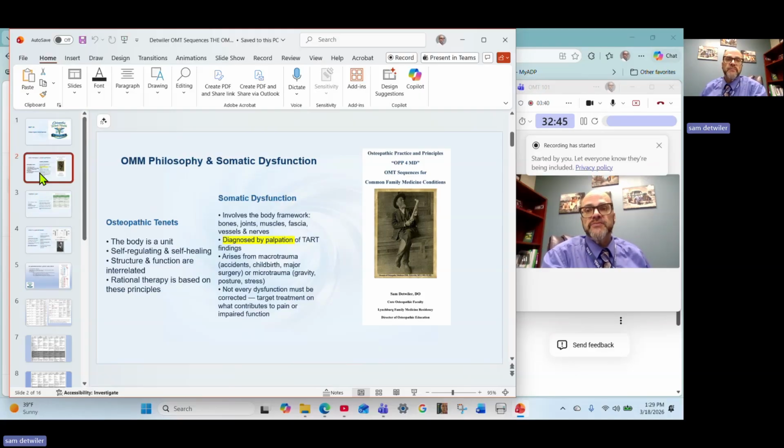Somatic dysfunction arises from macro trauma and micro trauma. Examples of macro trauma are accidents, childbirth, major surgery. Micro trauma being gravity, posture, and stress. Not every dysfunction must be corrected. Target your treatment on what contributes to the pain or impaired function. So when you find a somatic dysfunction, it doesn't necessarily mean it's causing a symptomatology or pathology. You have to look at the person as a whole.